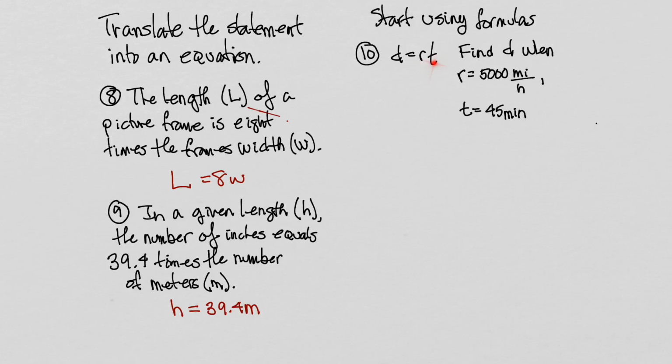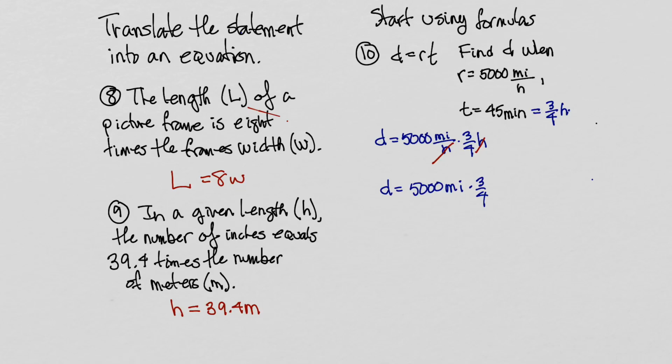Now we want t to be in hours, so 45 minutes. Let's rewrite that. 45 minutes, do you know that that's 3/4 of an hour? Okay, that's 3/4 of an hour. So when we substitute in, we're going to get d equals 5,000 miles per hour times 3/4 of an hour. Now maybe first up you can see that the hours are going to cancel here, and then we're going to be left with d equaling 5,000 miles times 3/4.